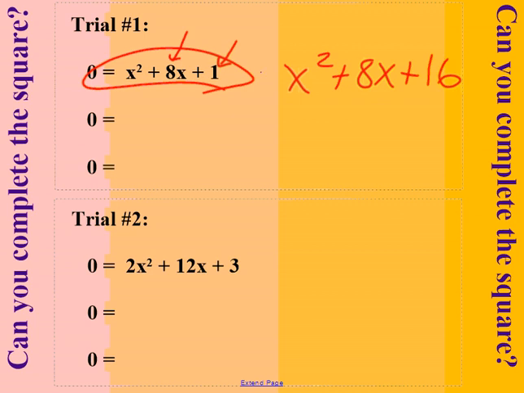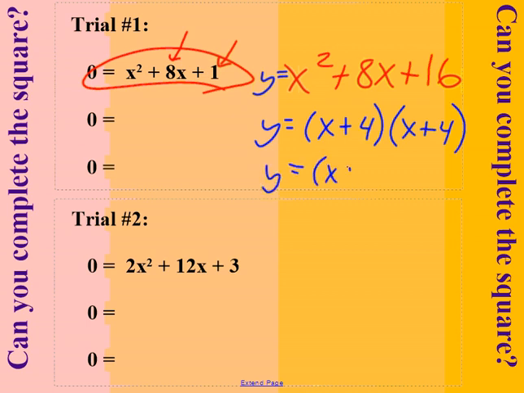It's easy to say, well, if the problem had been this, it would have been easy. It would have been x plus 4 and x plus 4, which makes y equals x plus 4 squared. And why is that in vertex form? Because I could say plus 0, and the vertex would be negative 4 comma 0.